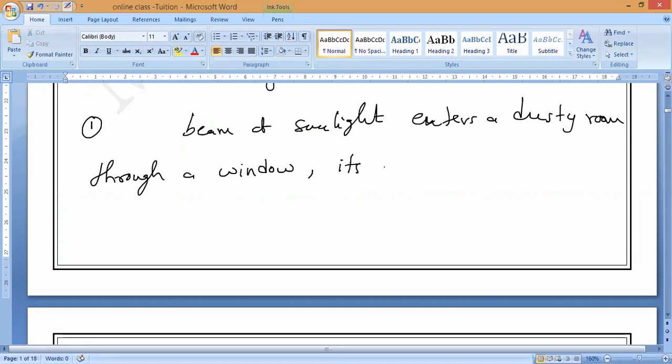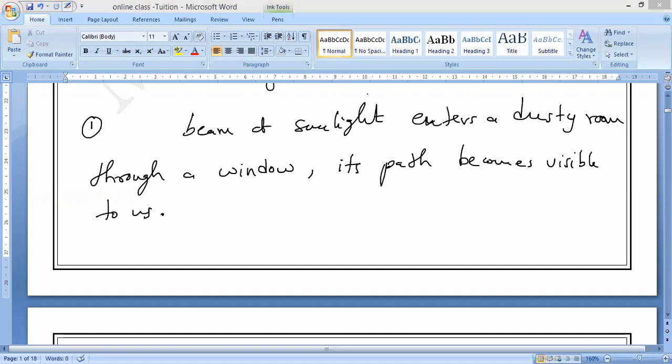Its path becomes visible to us. Because of whom? Anybody? Because of whom? How will it be visible? Because of why? Arun Karthikeyan, Varshini?